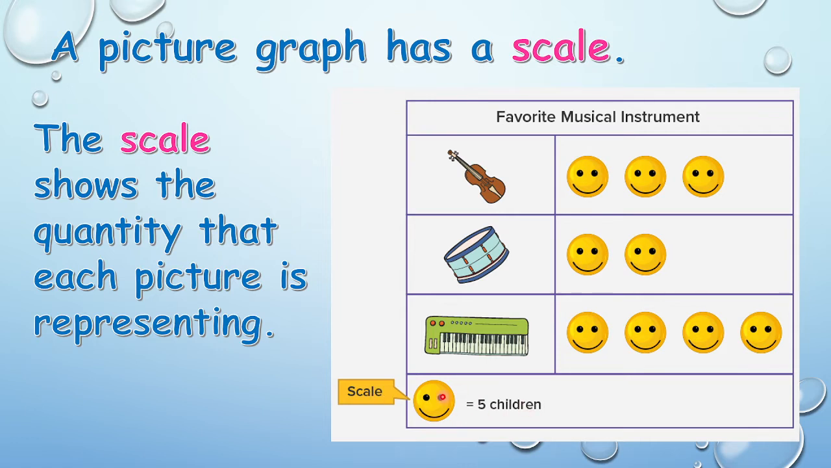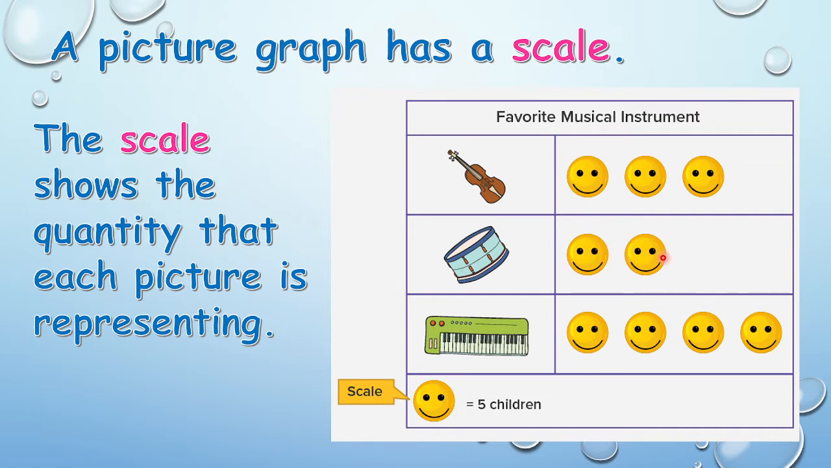Okay. Now, it depends on the scale. Sometimes the scale shows it's equal to 1, equal to 2, equal to 10. So you have to check the scale before you can analyze, before you can understand the whole picture graph. Like for example, this one. In this line, how many children do these smiley faces represent? There are how many children?